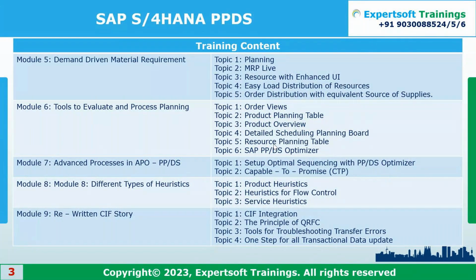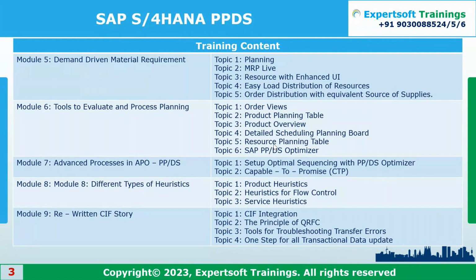This is the new terminology you can hear, MRP live, which is used to run MRP. And resource is nothing but work center part, how it is there, the capacity related distribution we can discuss here. And model 3, it is to evaluate the planning process.